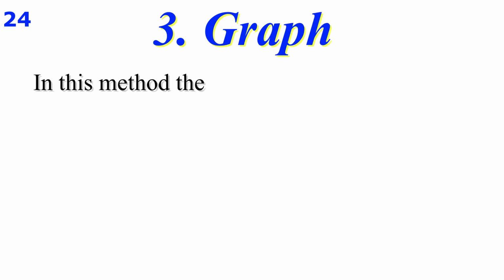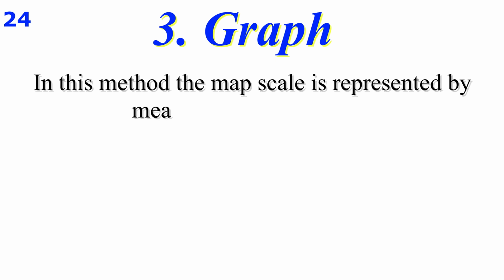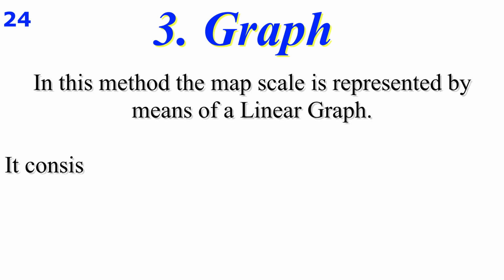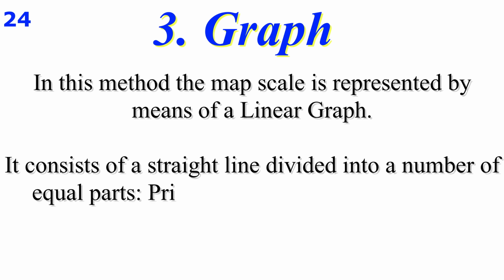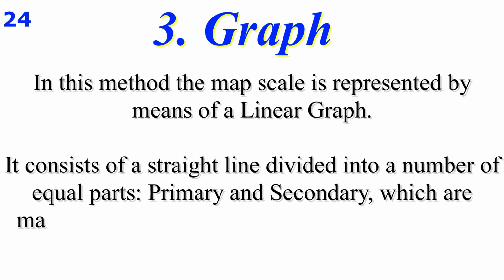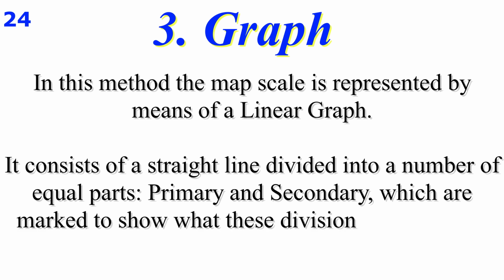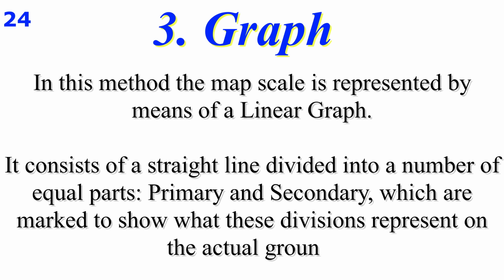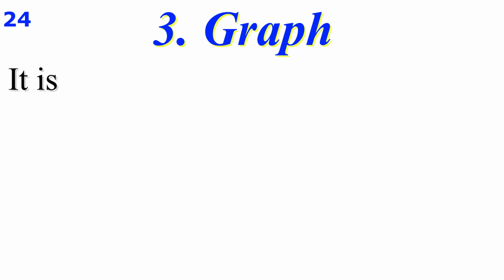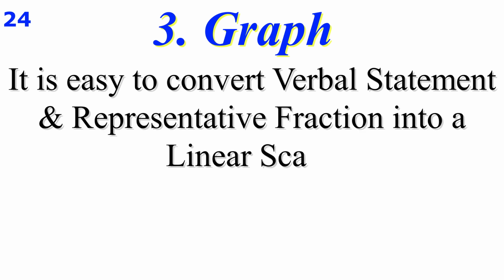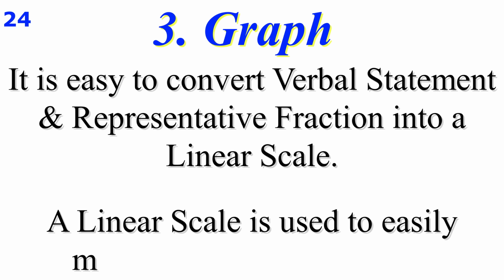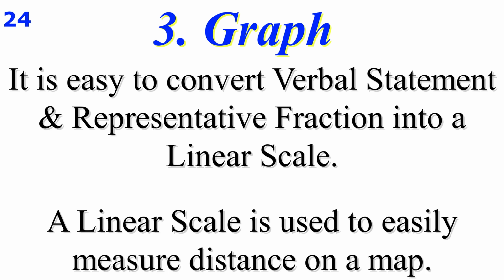Now, graph. In these methods, scale is represented by means of a linear graph. It consists of a straight line divided into a number of equal parts, primary and secondary, which are marked to show what these divisions represent on the actual ground. It is easy to convert verbal statement and representative fraction into a linear scale. A linear scale is easily used to measure distance on a map.